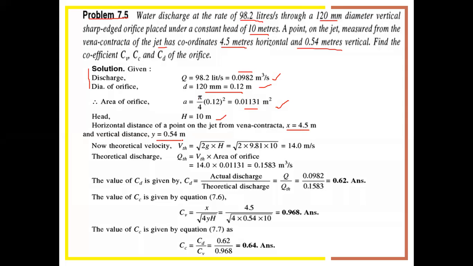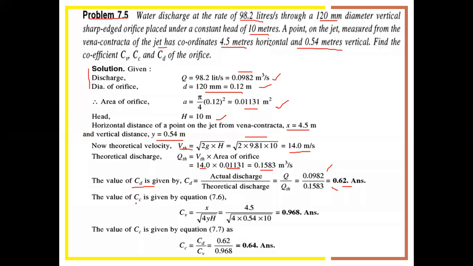Now the theoretical velocity V theoretical is equal to root 2 gH. Substitute the values here and you get the answer. Then the theoretical discharge Q theoretical is V theoretical into area of the orifice, that is 0.1583 meter cube per second. The value of CD is actual discharge by theoretical discharge, Q by Q theoretical, that is 0.62.